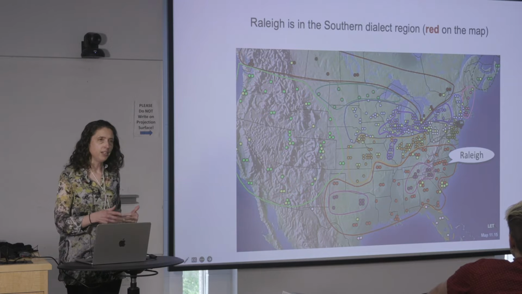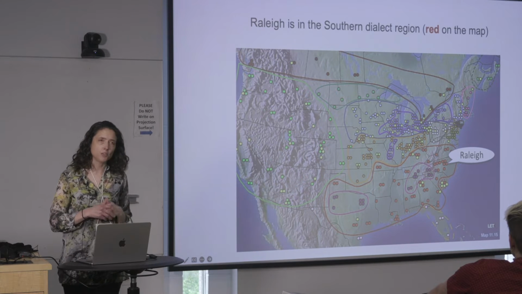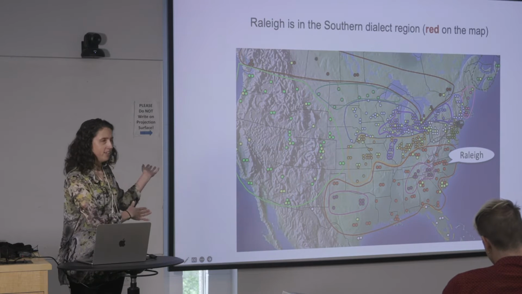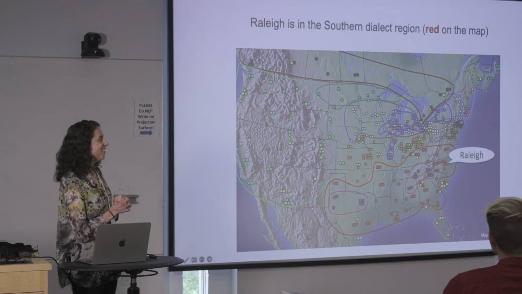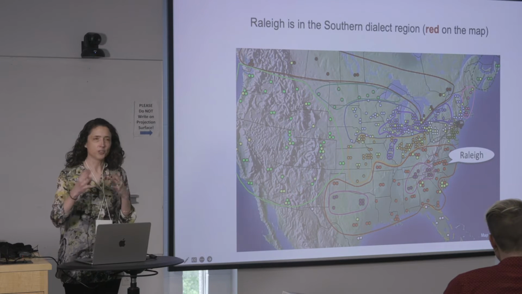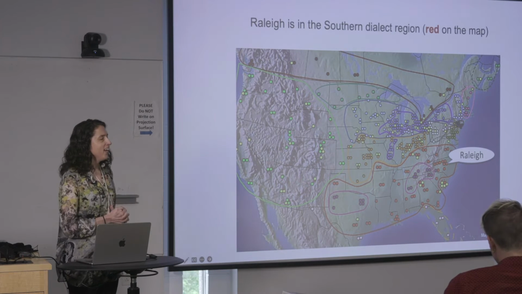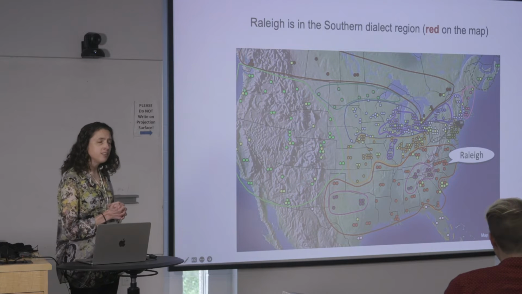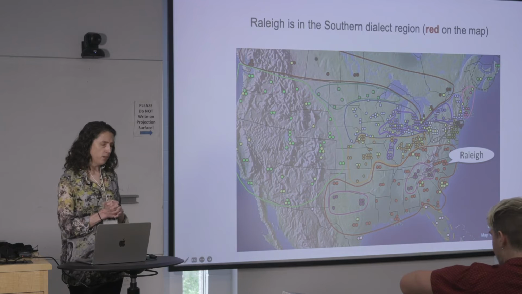Okay, so I'm going to make a big pivot now and shift toward my own work, which does things kind of differently. So as I said, I've been collecting this corpus of linguistic data in Raleigh, and you probably know where Raleigh is. I thought I would just put that there in case. So we're right next to Raleigh right now. Durham is right next to Raleigh. And Raleigh is in the southern dialect region, the red one.